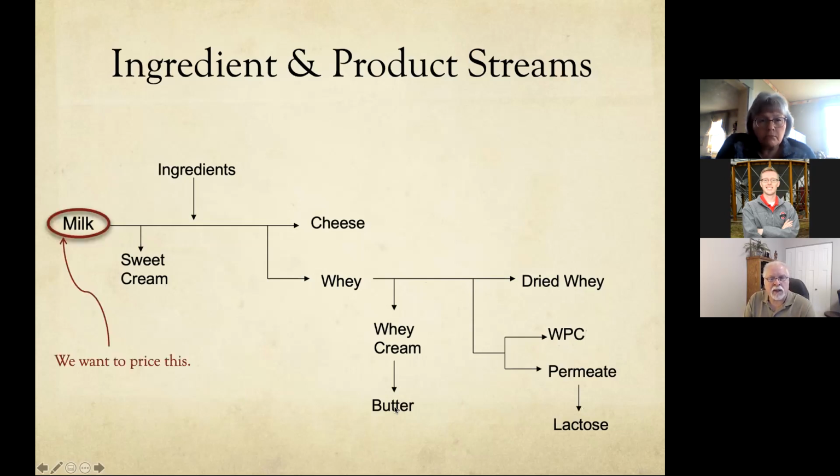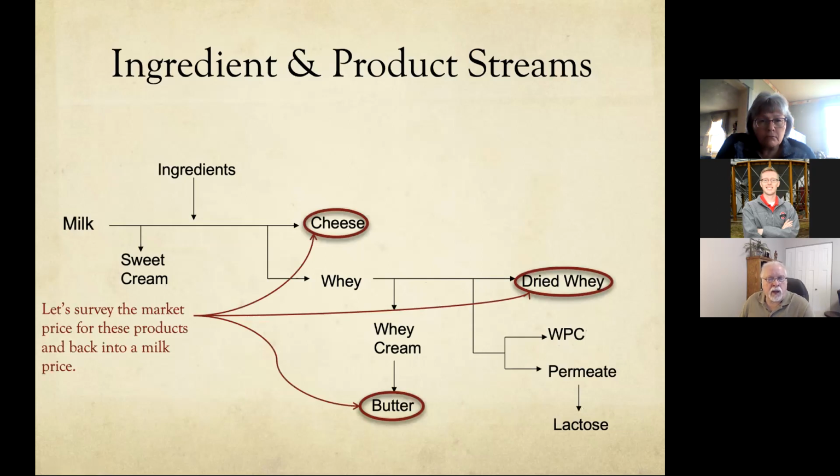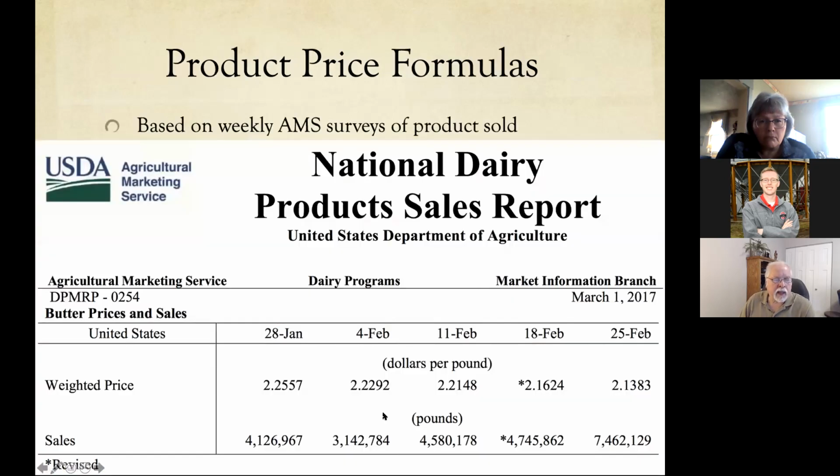We want to price milk, and what we need to do is to look at the endpoint products here. And there can be, in this case, several, but we pick 3. Let's look at the cheese. Let's look at the dry whey. Let's look at the butter. Those are all the products that can come out of a cheese plant. And that's exactly what we do.